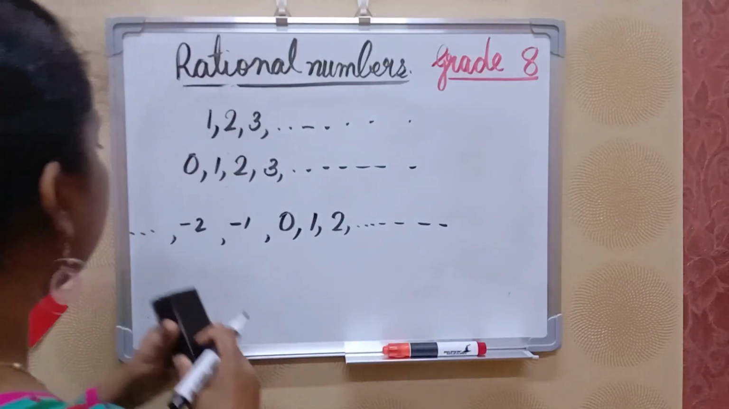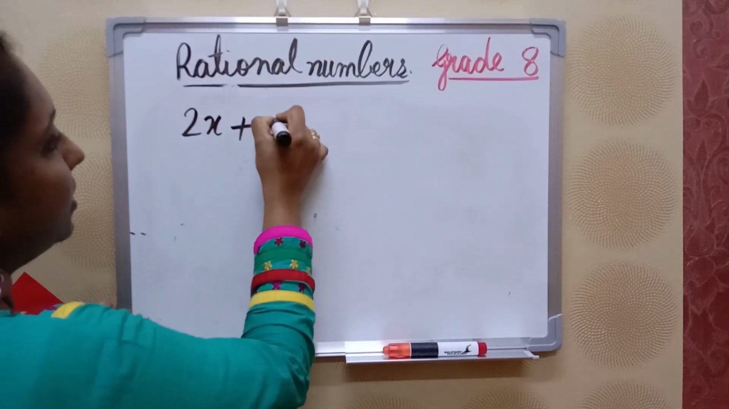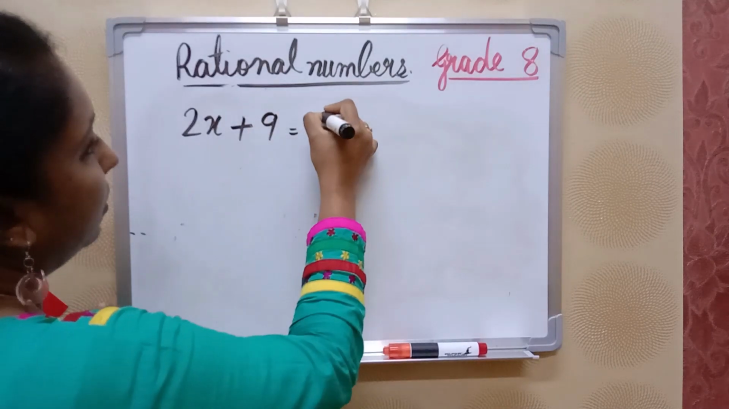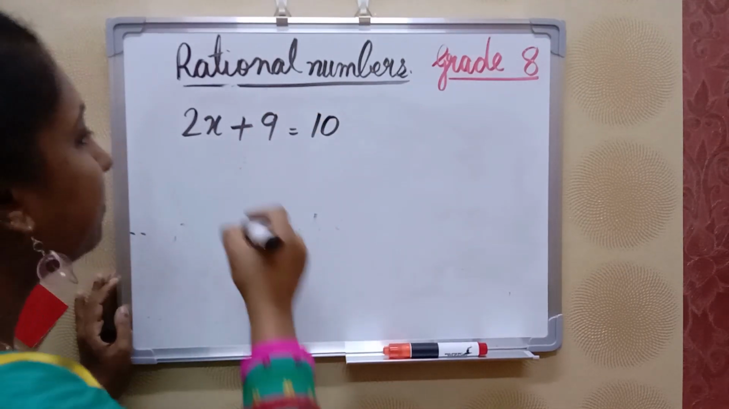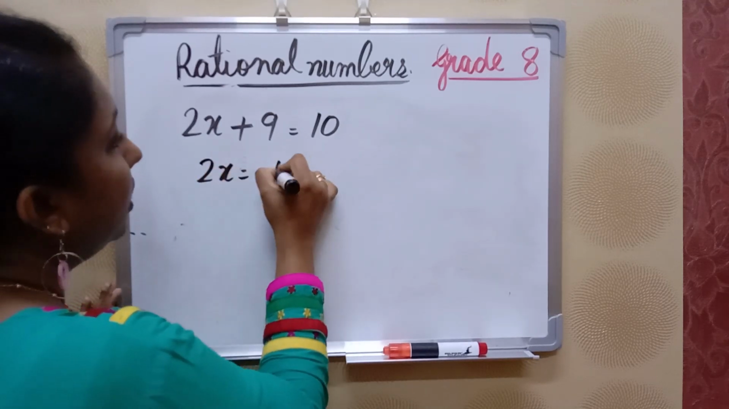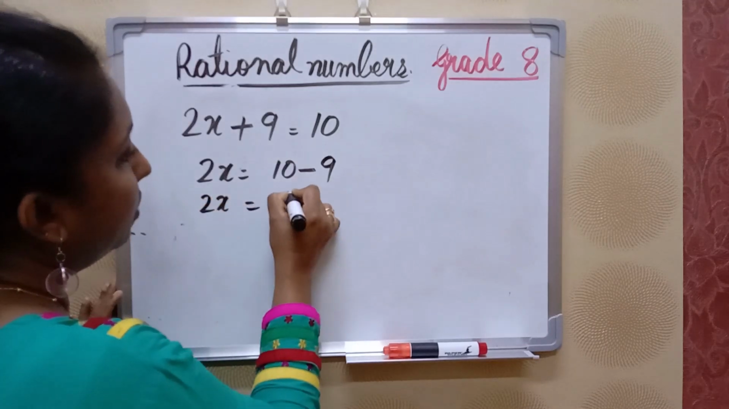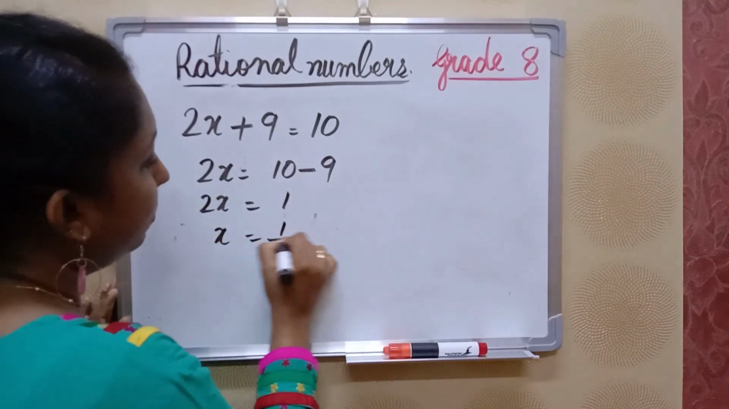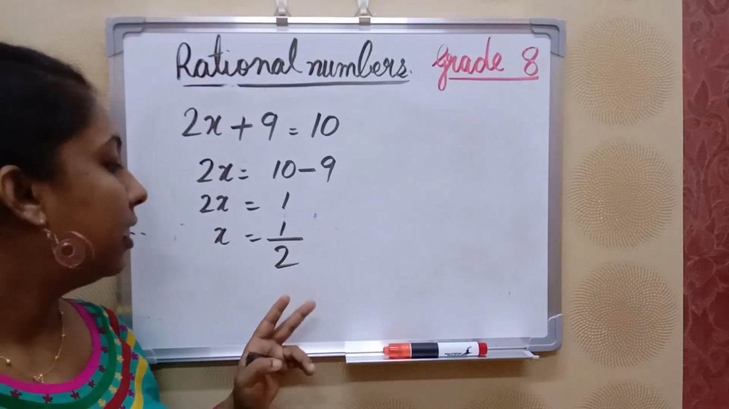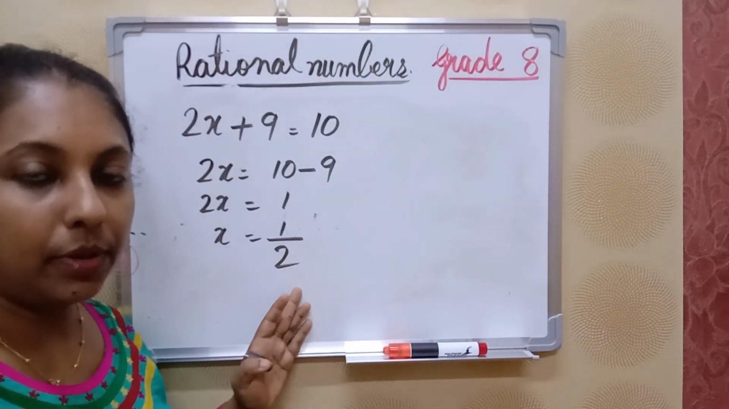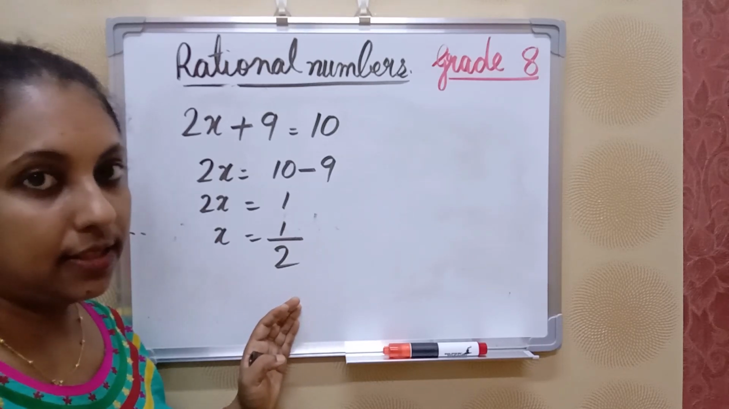And the next is, in this simple equation, 2x plus 9 is equal to 10. What is the value of x? 2x is equal to 10 minus 9. 2x is equal to 1. x is equal to 1 by 2. Here, this is not a natural number. This is not a whole number and this is not an integer.